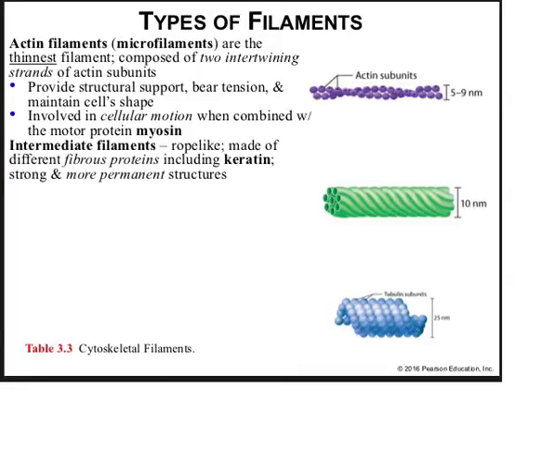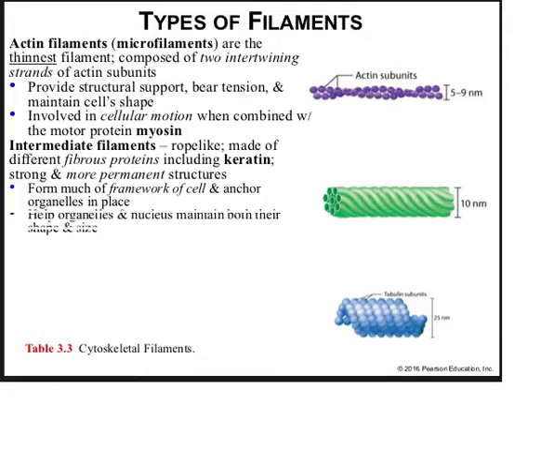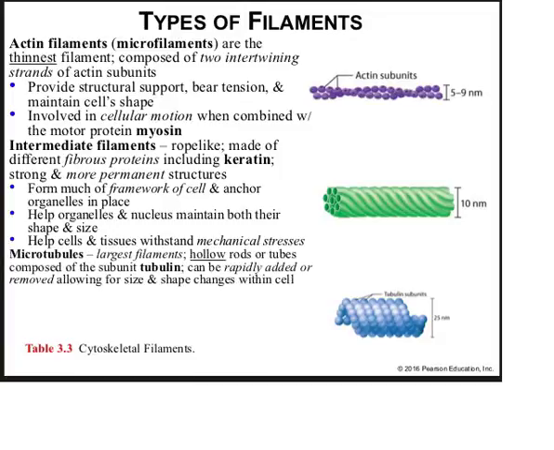Intermediate filaments are rope-like assemblies made up of fibrous proteins such as keratin. These are more permanent structures, and they form the framework of the cell and anchor organelles in place, and help the nucleus maintain its shape and size, and help cells withstand mechanical stress.